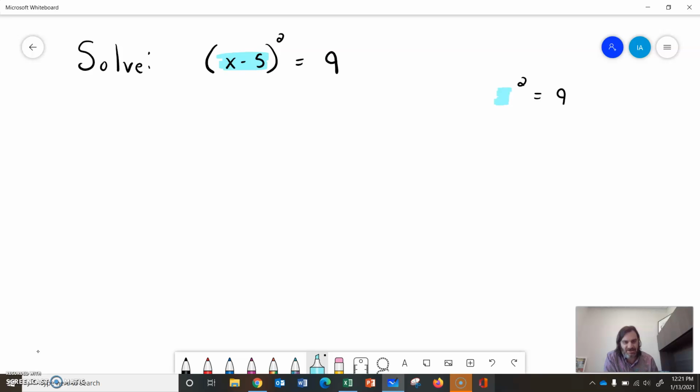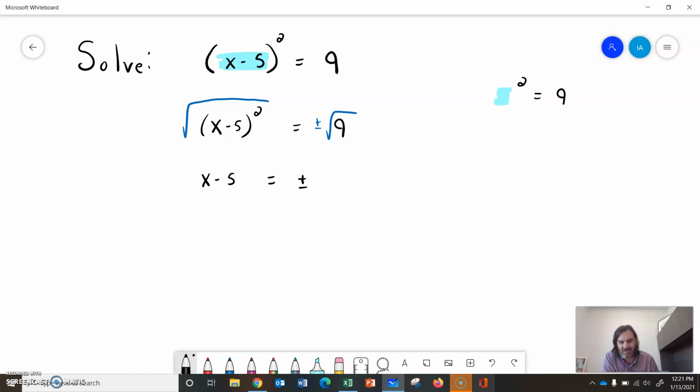So if I do that, let's just make sure we're clear. We got x minus 5 squared, and we've got 9 over here. So if we take the square root of both sides, remember that introduces a plus or minus. So on the left we get x minus 5, and the square root of 9 is 3, so we get plus or minus 3 on the right hand side. So basically that's two different equations to solve. x minus 5 equals 3, and x minus 5 equals negative 3.